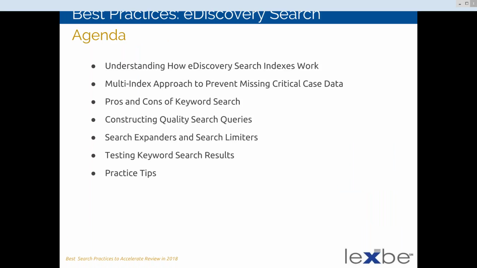Quickly, we'll go over today's agenda, which will consist of the following topics: understanding how the eDiscovery search indexes work and what they are, and how using the multi-index approach will help you prevent missing critical case data in your searches. We'll talk about the pros and cons of keyword searching in general, how to construct quality search queries. We will talk about search expanders and search limiters. Finally, we will talk about testing your keyword search results to make sure that you've gotten the most out of your queries and keyword searching. We'll wrap it all up with some practice tips and an overview about what we've talked about today.